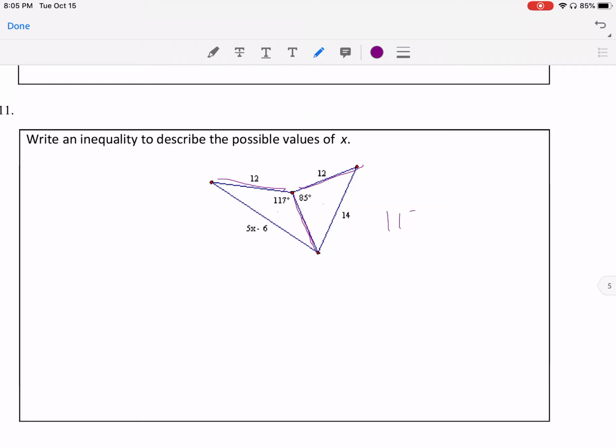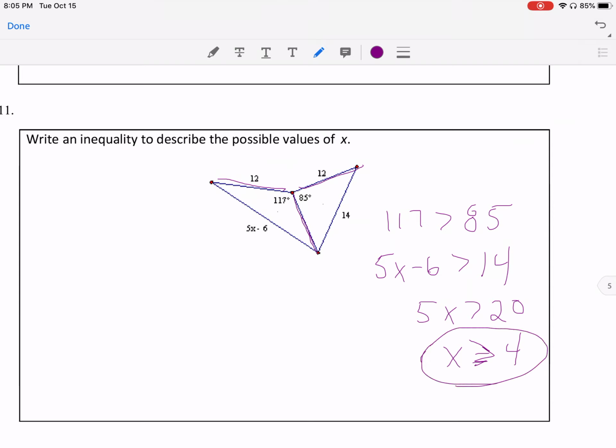Okay, so I know 117 degrees is greater than 85. So same thing that we've been doing. I know that the side opposite 117, 5x minus 6, is greater than the side opposite 85, which is 14. So the bigger the angle, the bigger the opposite side. I add 6, 5x is greater than 20. X is greater than 4.